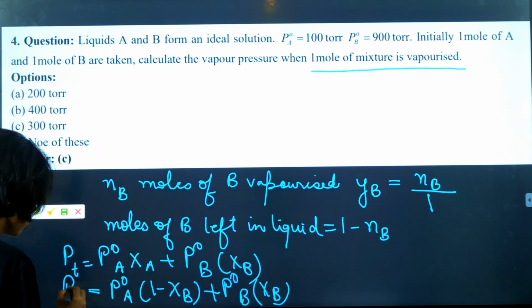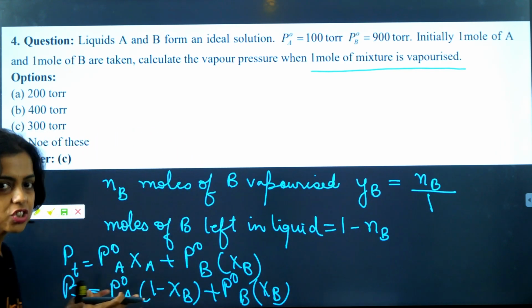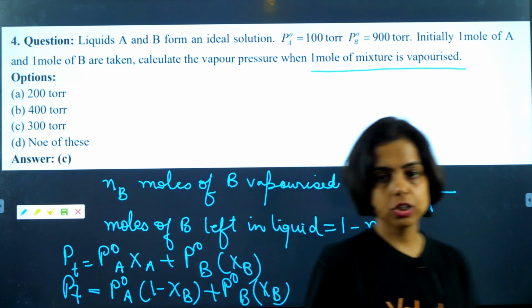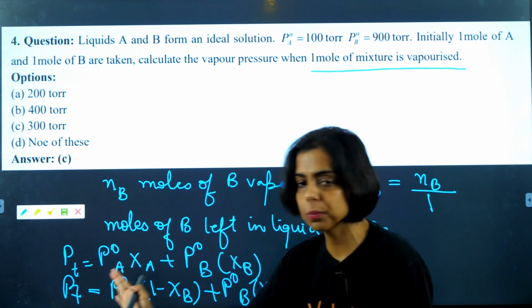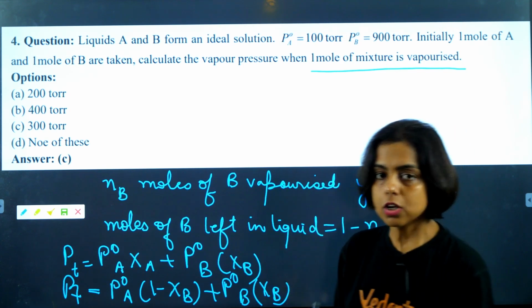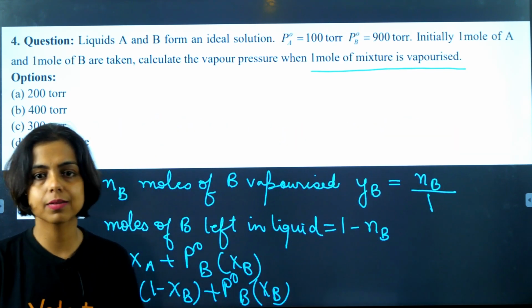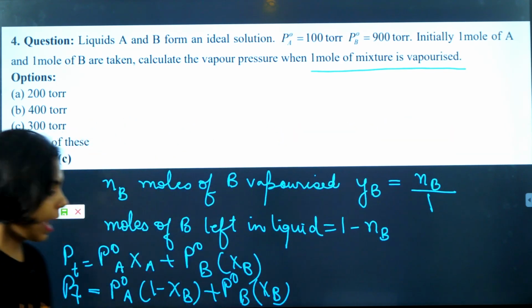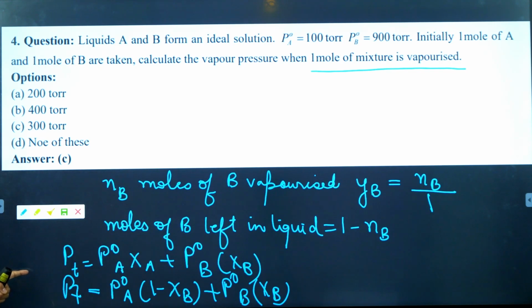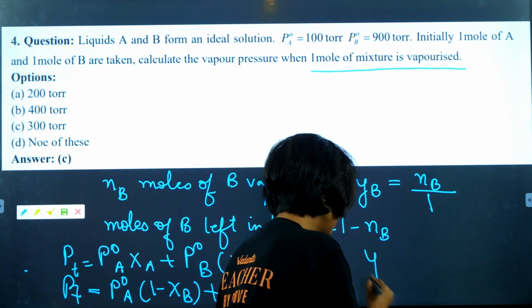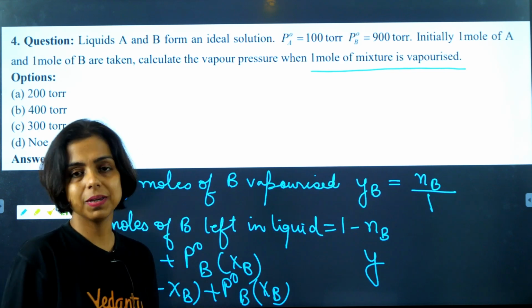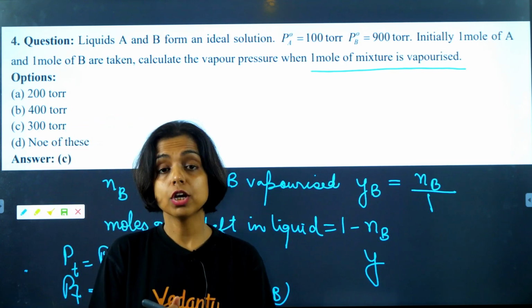So the basic equation, from here I can rearrange this equation to get an equation in which XB is expressed in terms of P total, P naught A, P naught B, right? So I can get an expression of XB in terms of P naught A, P naught B and P total by rearranging this equation. Yes, guys? Perfect.